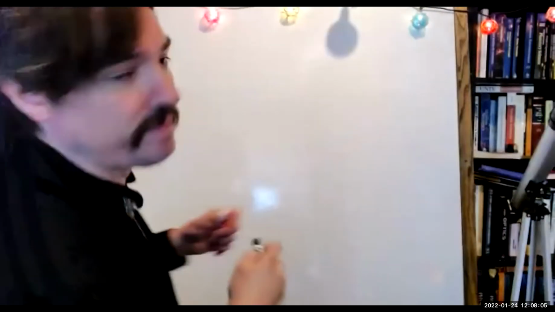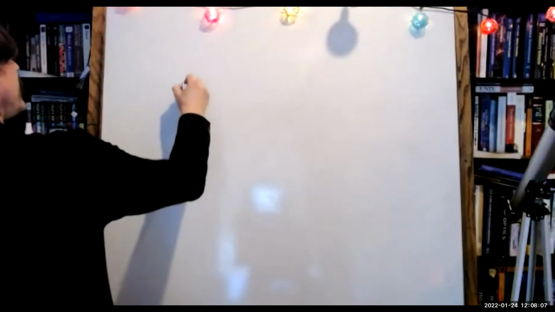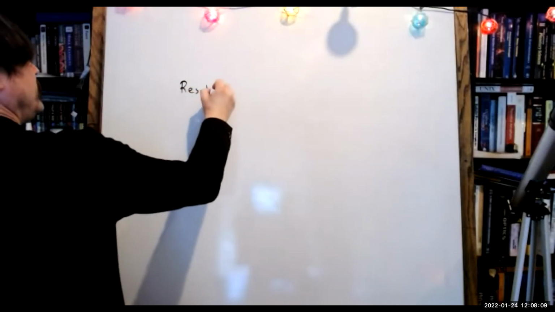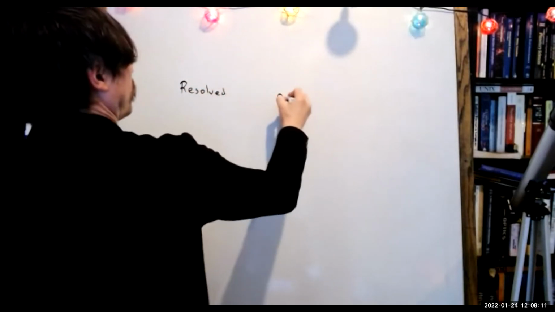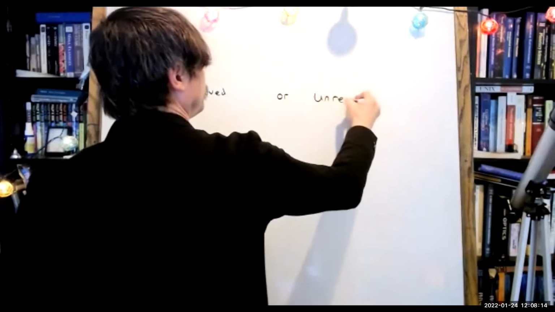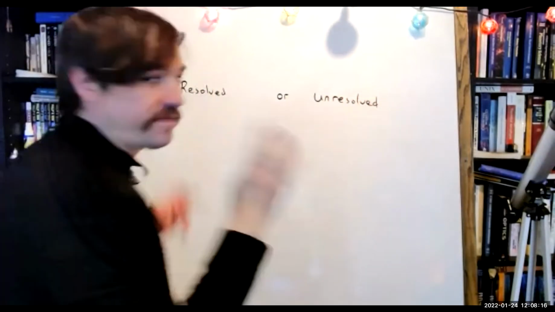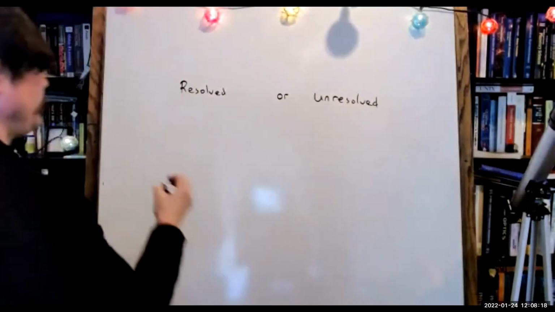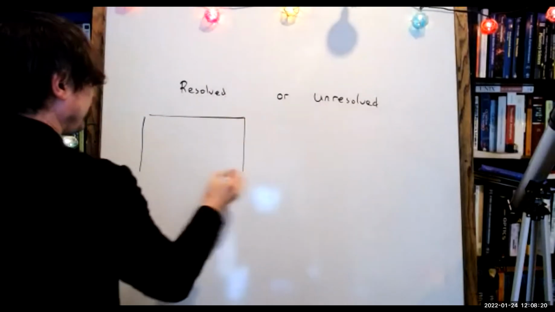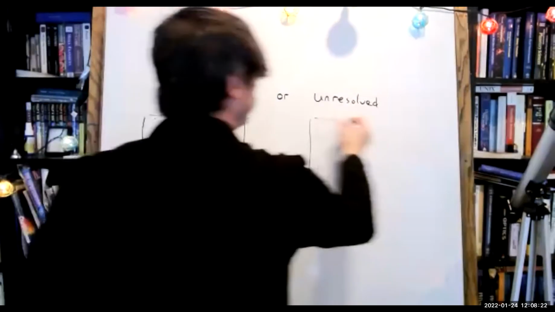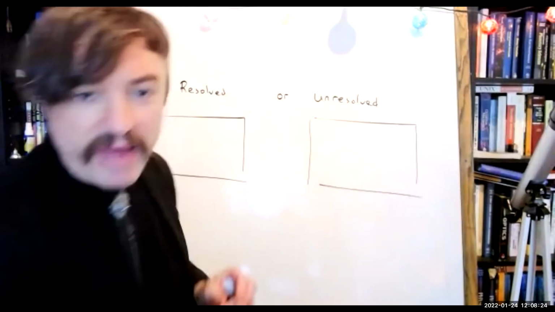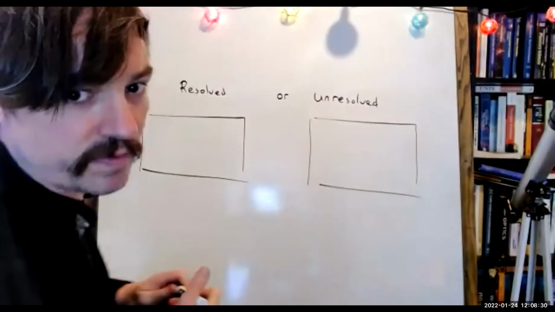Let's take a quick note about this. Objects can be resolved or unresolved in your field of view, in your vision. Now, the way resolved versus unresolved looks will change depending on whether you're talking about a single object or a pair of objects. Let's draw both.